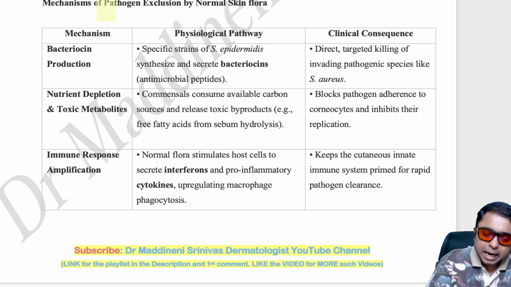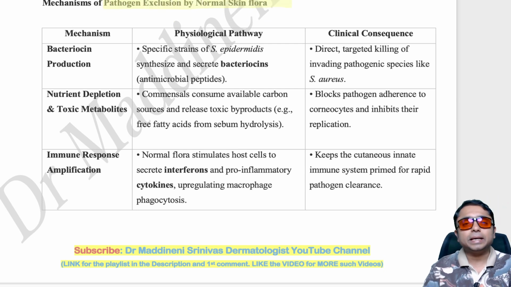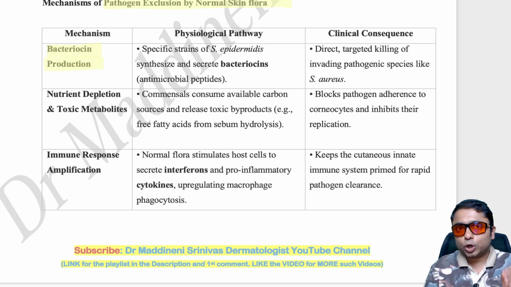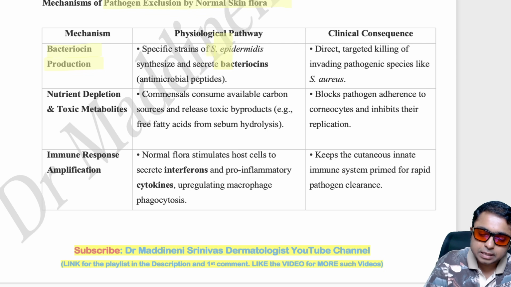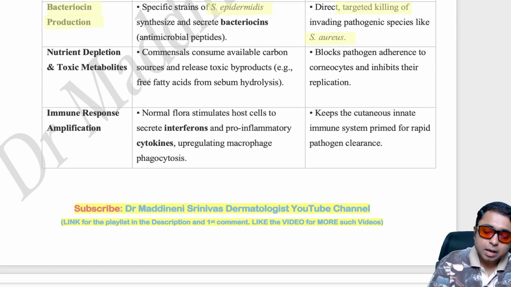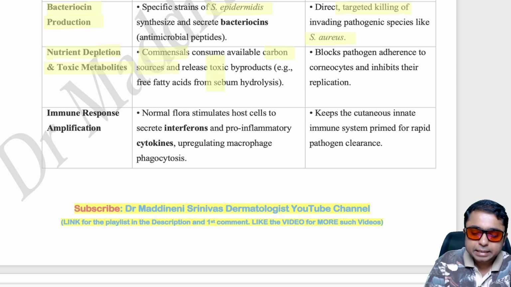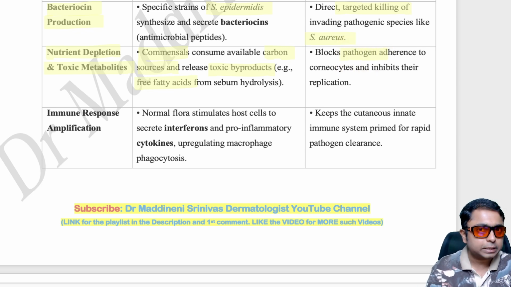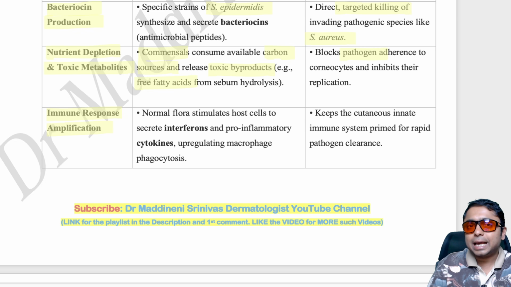Now coming to the mechanisms by which pathogens are killed by the normal skin flora. There are many of them, for example the AMP, the antimicrobial peptide bacteriocin, which is produced by Staphylococcus epidermidis. This is going to target and kill Staphylococcus aureus, which is a pathogenic organism. Also nutrient depletion and toxic metabolites. For example, commensals consume the available carbon sources and release toxic byproducts, that is free fatty acids from sebum hydrolysis, and this way they block pathogen adherence to the corneocytes. Next is immune response amplification.